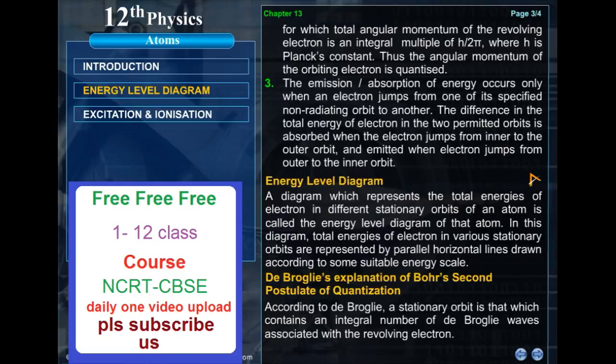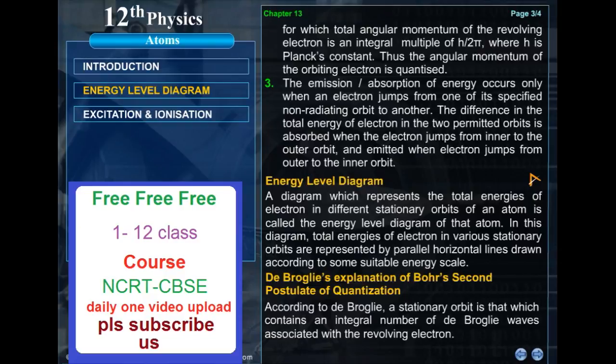The emission or absorption of energy occurs only when an electron jumps from one of its specified non-radiating orbit to another. The difference in the total energy of electron in the two permitted orbits is absorbed when the electron jumps from inner to the outer orbit, and emitted when electron jumps from outer to the inner orbit.